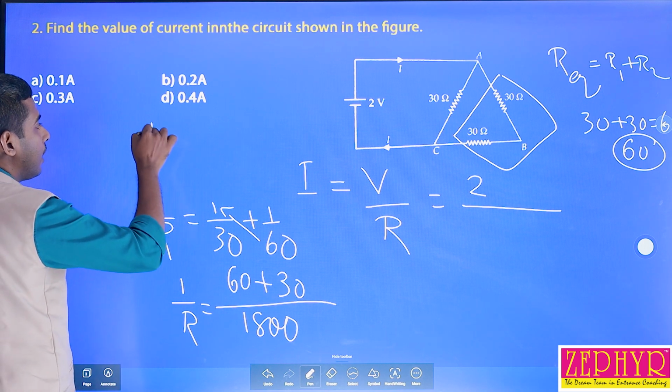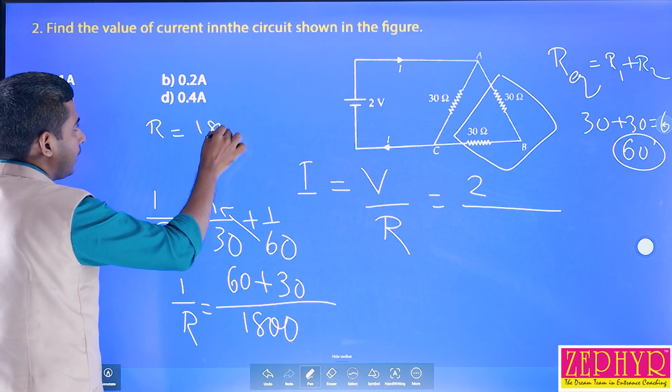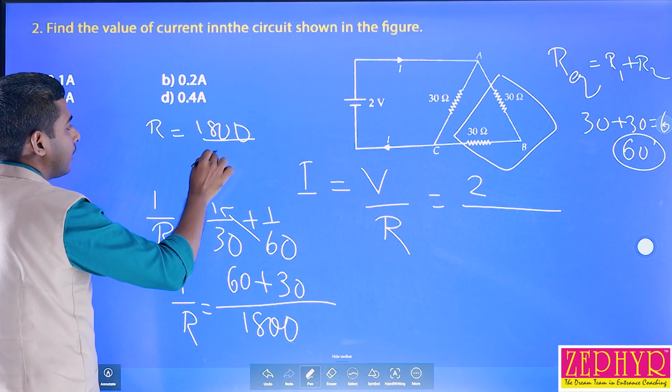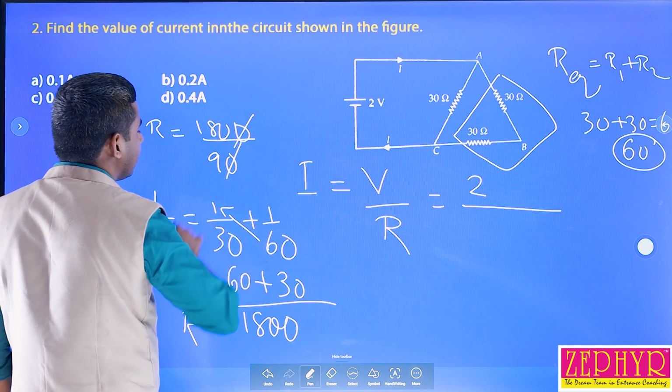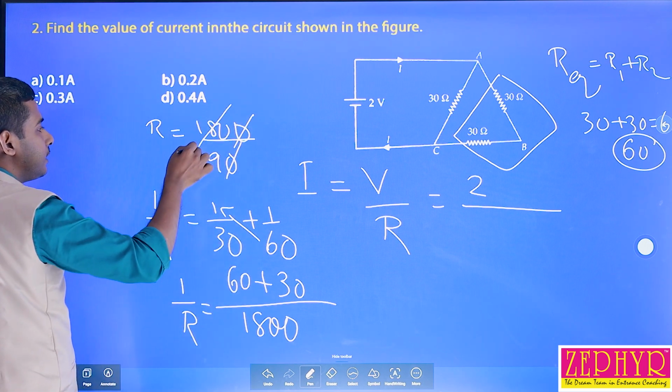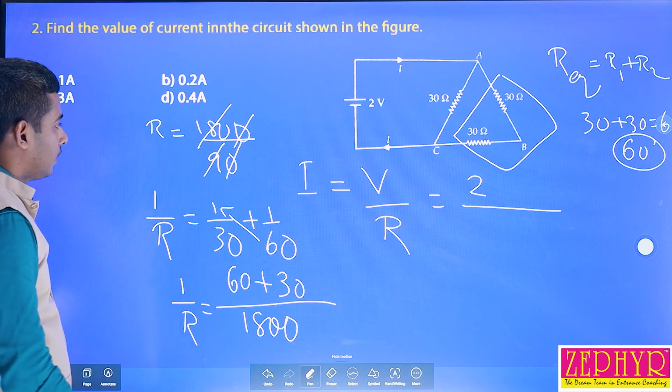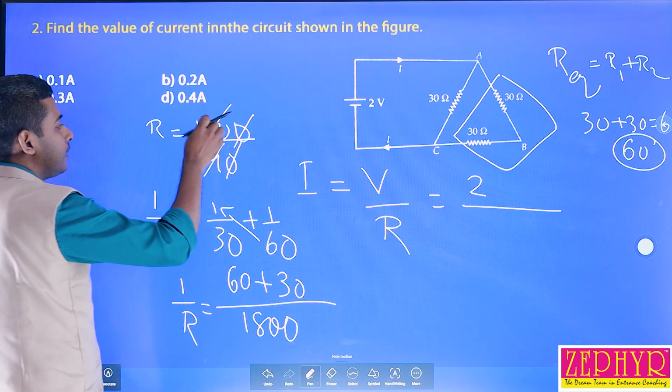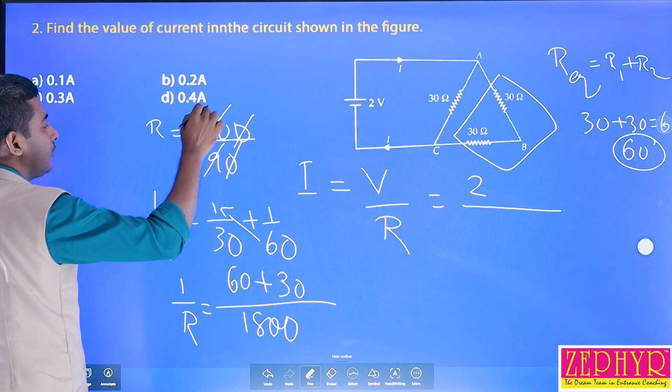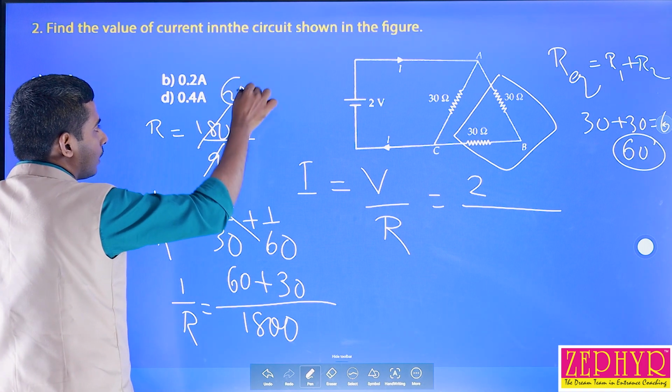I mean, R will be 1800 divided by 90, 0 and 0 will get cancelled. In 180, how many 9s do we have? We can say in 90, 10; in 180, that becomes 20.